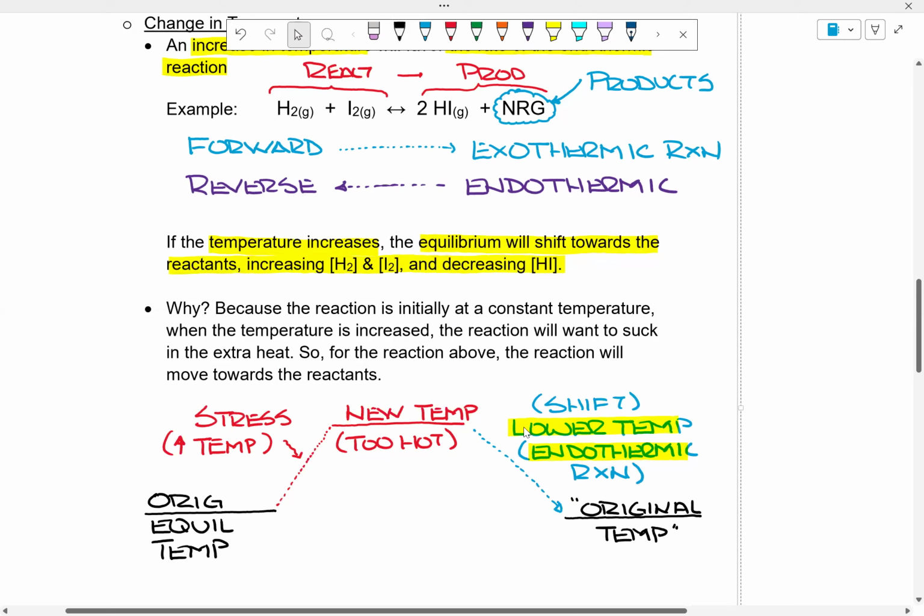That is like Le Chatelier's principle. If the temperature gets too hot, it wants to cool down. And so how does it cool down? It favors the endothermic reaction because it absorbs the heat. And so just like you turn on the air conditioner, it brings the temperature down so that it's comfortable.